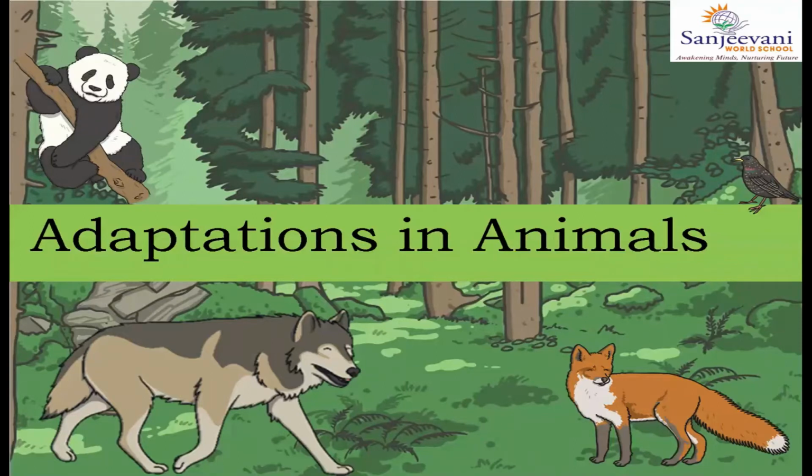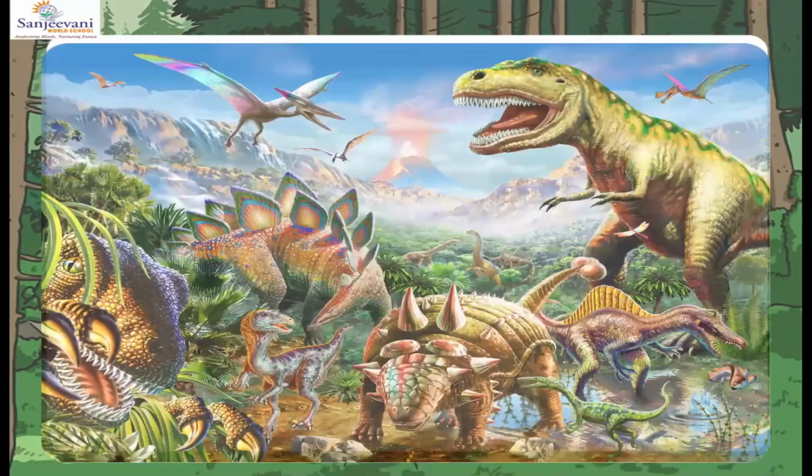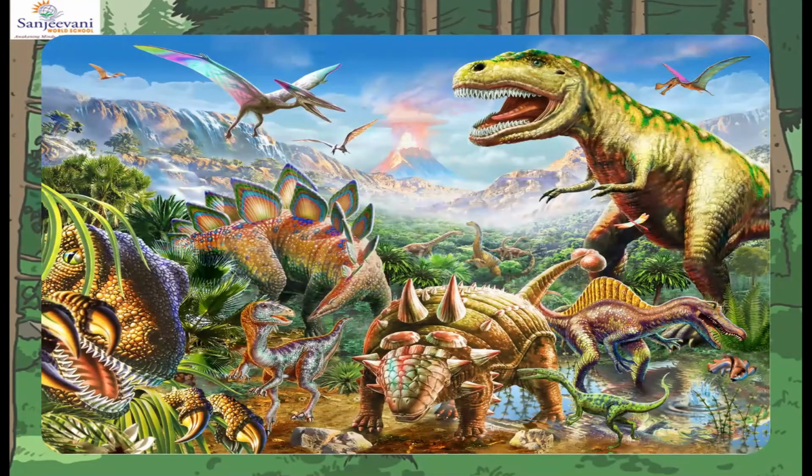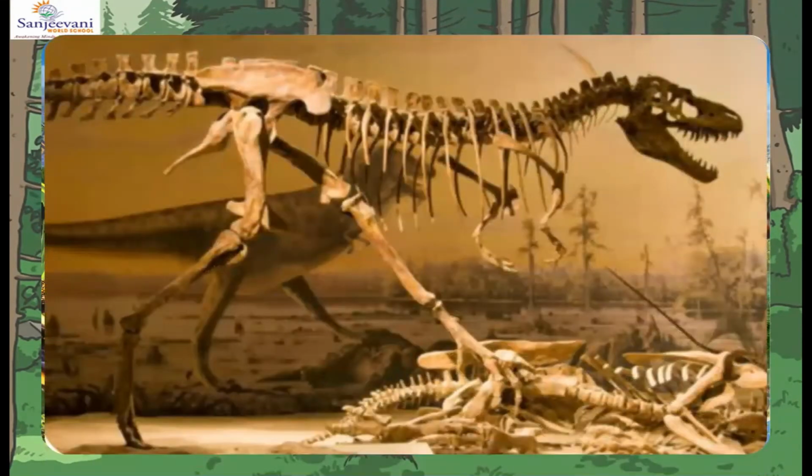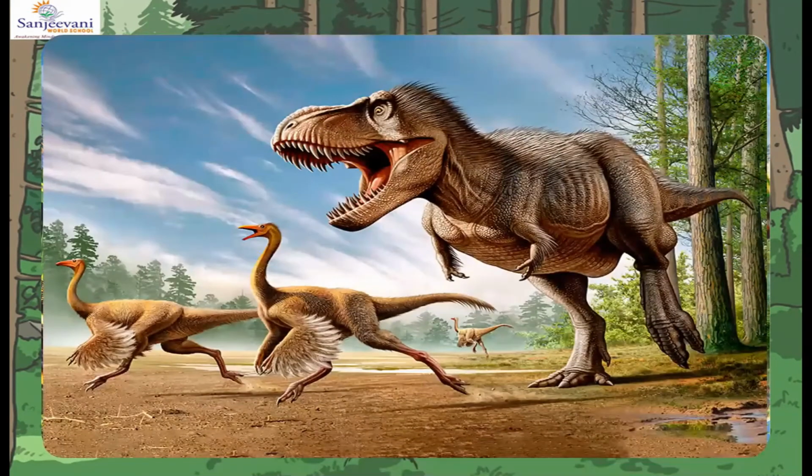Adaptation in animals. Have you heard of dinosaurs? They lived on the earth long time ago. Then they died due to sudden changes in the climate of the earth. The earth's climate changed so quickly that dinosaurs were unable to adapt to the changed climate. Usually, living things adjust themselves to their surroundings or they change themselves according to the environment to survive. This is called adaptation.